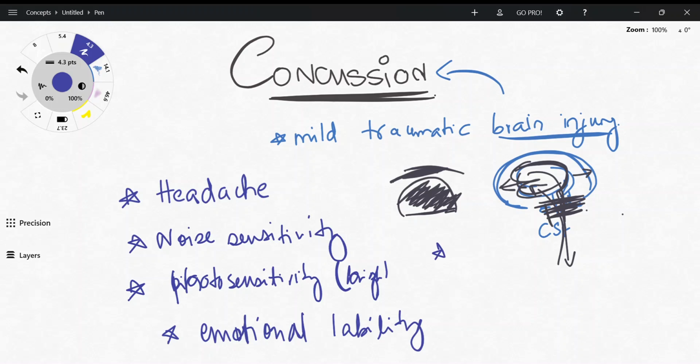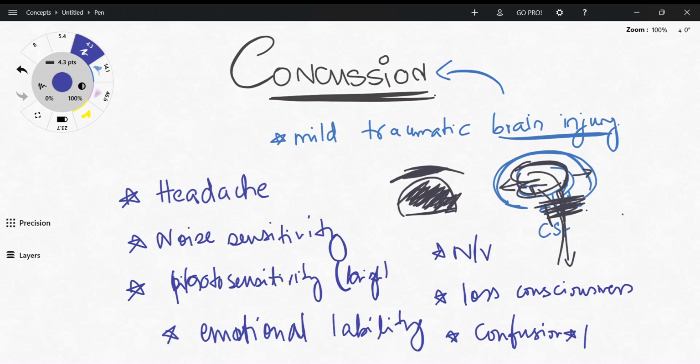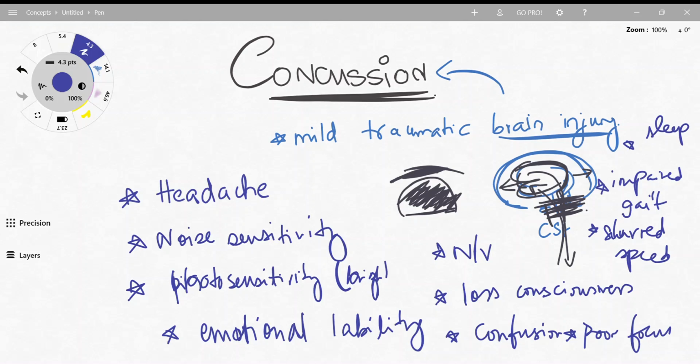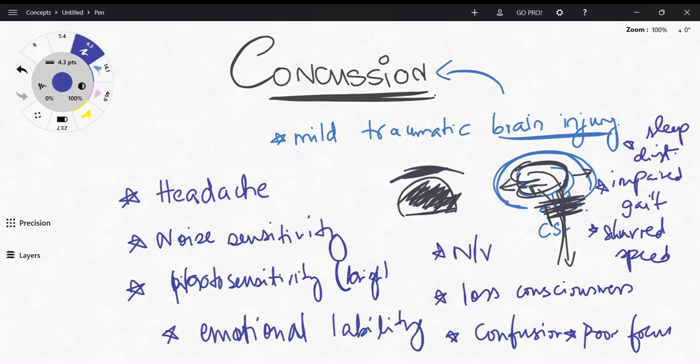Then there could be nausea, vomiting. Some of them could even have loss of consciousness. Yes, and confusion, poor focus, slurred speech, impaired gait, and they could have sleep disturbances, right? Sleep disturbances. Okay, so these are all of the presentations of concussion.